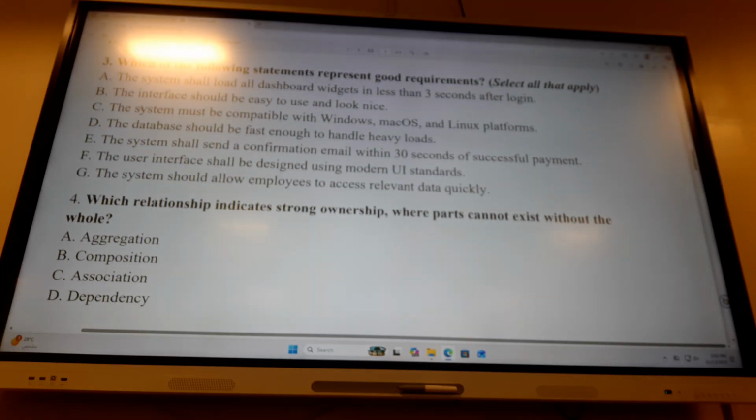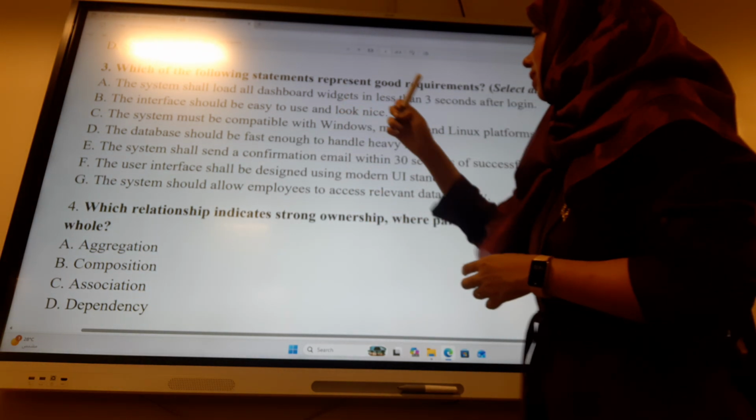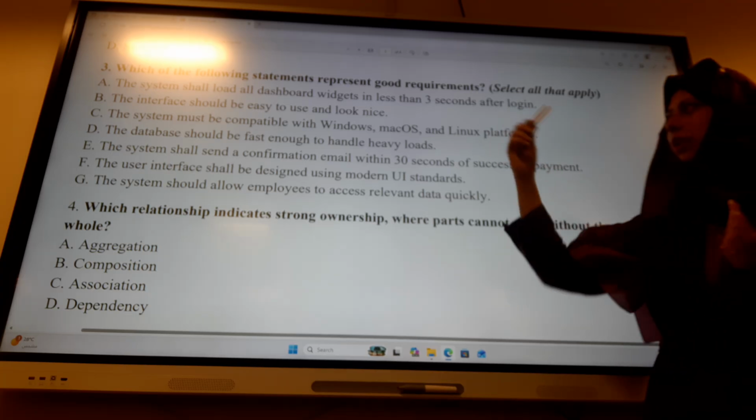Now, third question, which of the following statements represent the good requirement? Now let's go through it. So first one, the system shall load all dashboard widgets in less than 3 seconds after login. Is it complete? Yes. Is it clear? Yes. Do you know what to implement, what to design? Yes. So this is good one.